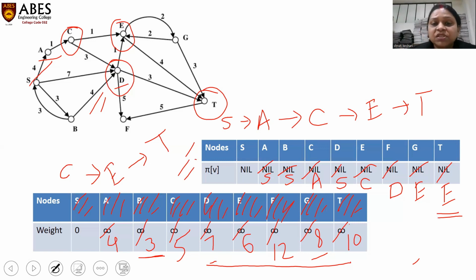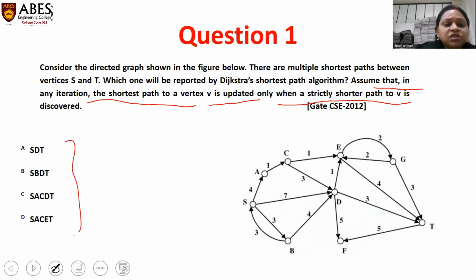Now let's check the previous example. In these options, which one is the least value? That is SACET. Even though these are visiting multiple vertices, the cost is the shortest cost. So in this question, your answer will be D.